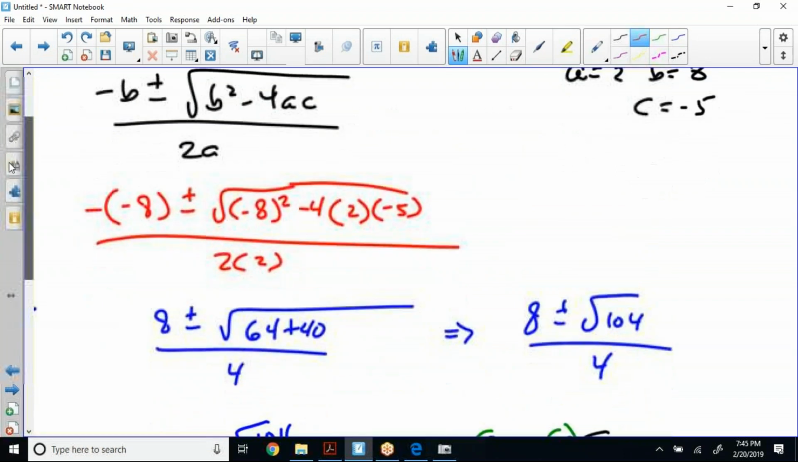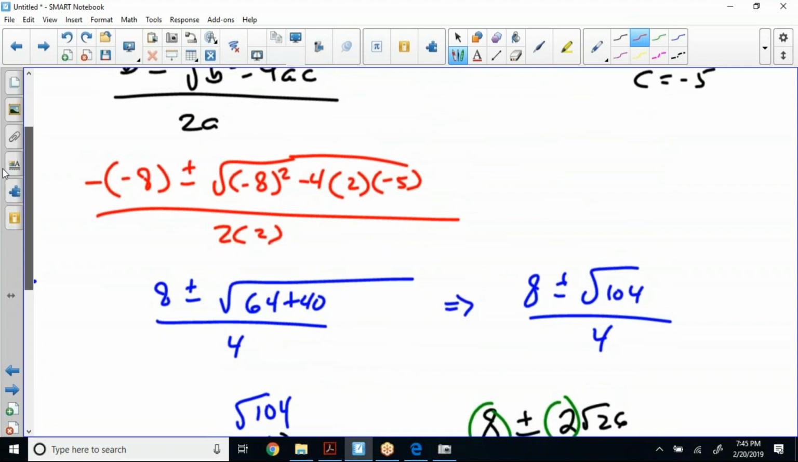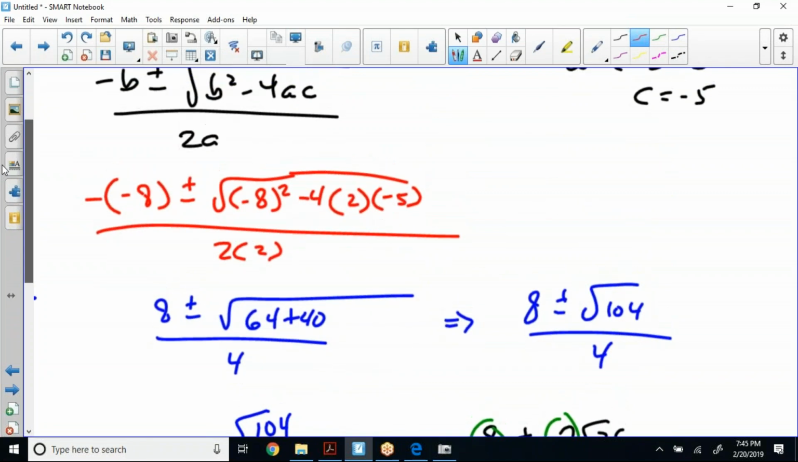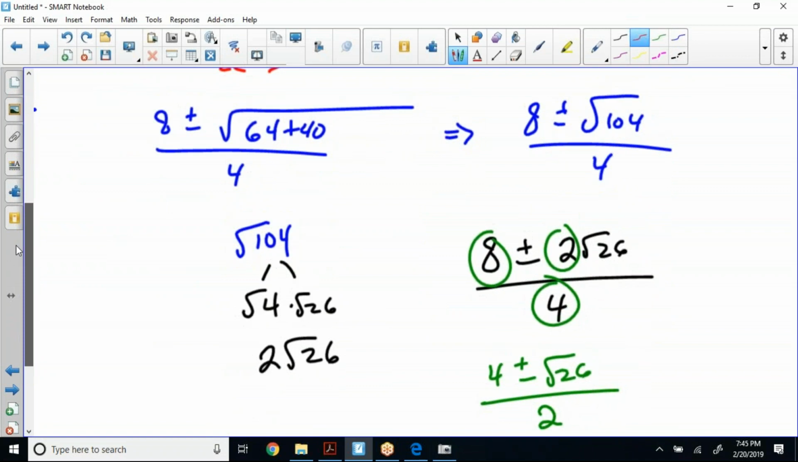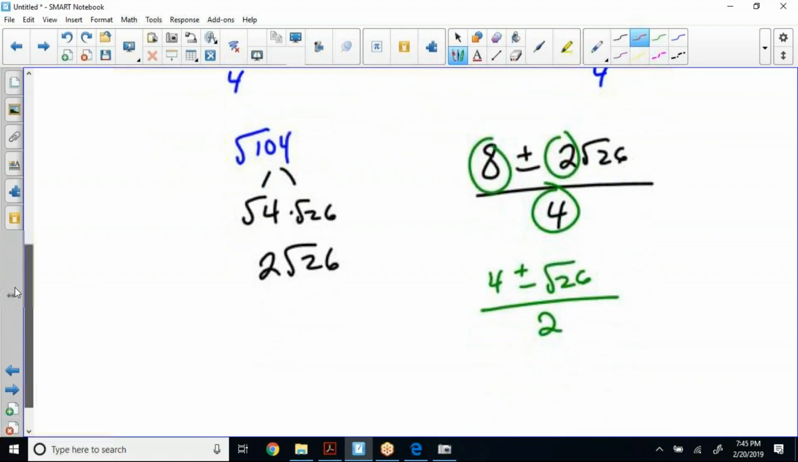It can't be. The B's 8, right? Negative 8, which makes it a positive 8, right? It could be.